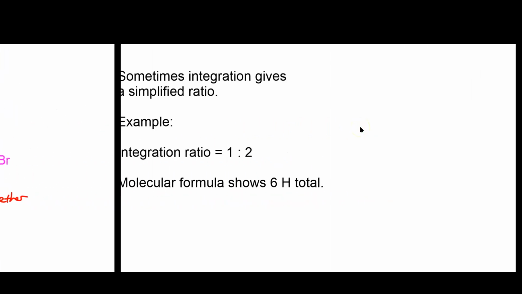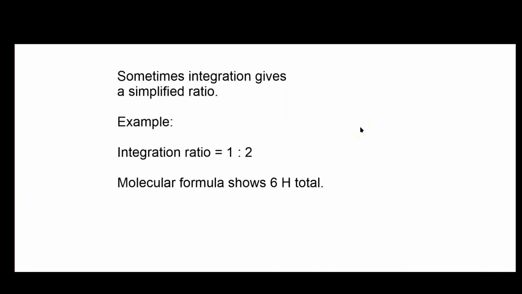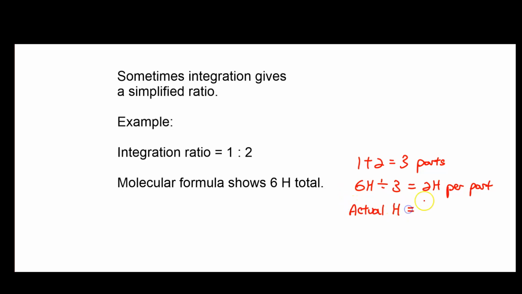If the ratio is simplified, use the total number of hydrogens from the molecular formula to scale it, meaning 1 plus 2 equals 3 parts. 6 hydrogens divided by 3 parts equals 2 hydrogens per part. Hence, the actual hydrogens are 2 hydrogens and 4 hydrogens.